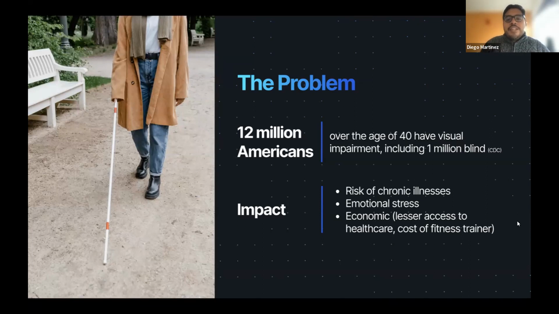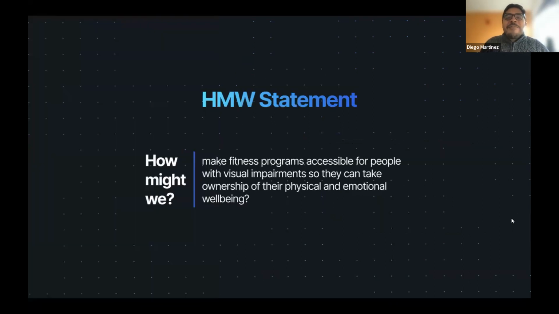Taking these issues into account, we imagined how might we make fitness and exercise programs accessible for people with visual impairments so that they can take ownership of their physical and emotional well-being and feel good about themselves.